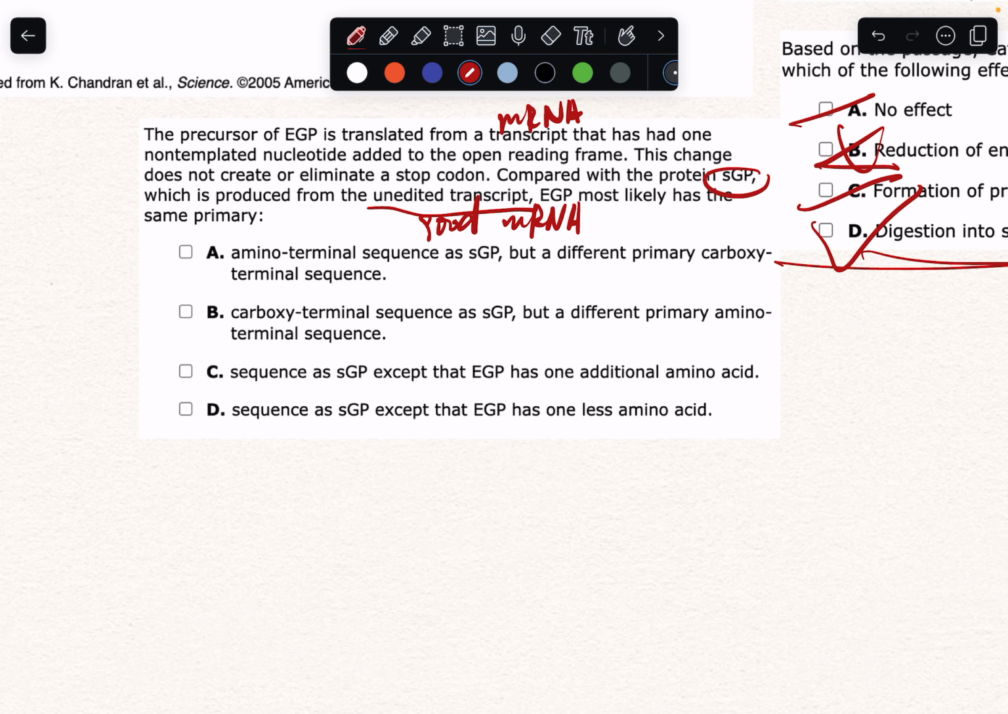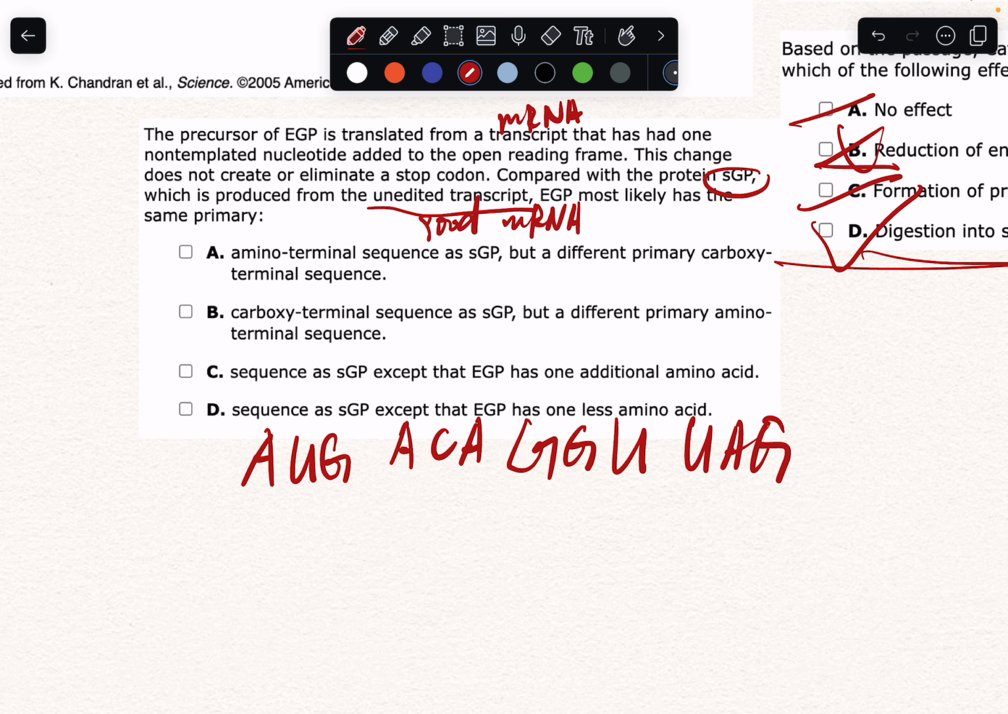So I can draw it out for you. I can just come up with an example. For example, originally before the mutation, I have something like AUG, or let's just come up with something random. Originally my reading frame is 3, 3, 3, right? 3 nucleotides, 1 amino acid. So that's my reading frame. Now I added 1 nucleotide. After I add 1, it's going to change my reading frame. How so? I'll show you.